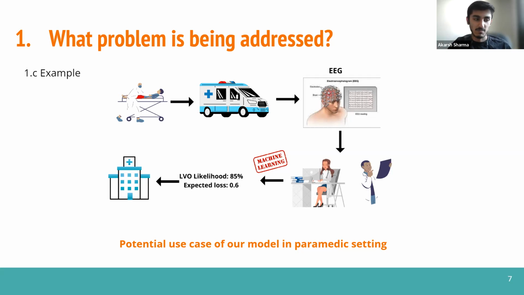But using our models and the latest EEG techniques, you can just use this simple Muse headset, get a 30-second recording, and get a few clinical measurements like the height, age, and the gender. Just input that into the model, and the model will tell you the likelihood of LVO and the expected loss. That way the paramedic can decide which hospital to appropriately transport the patient to.